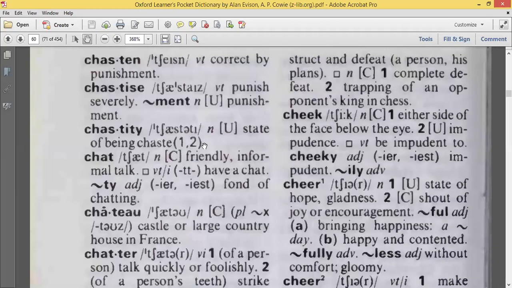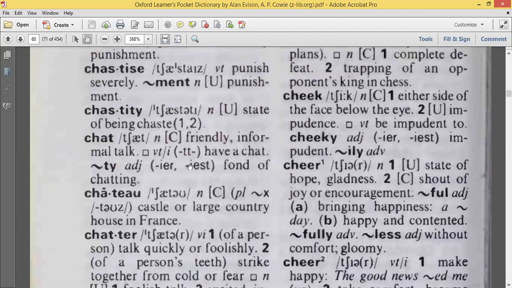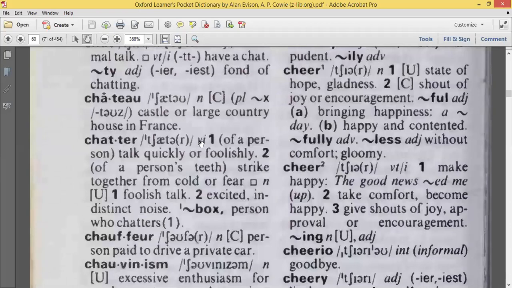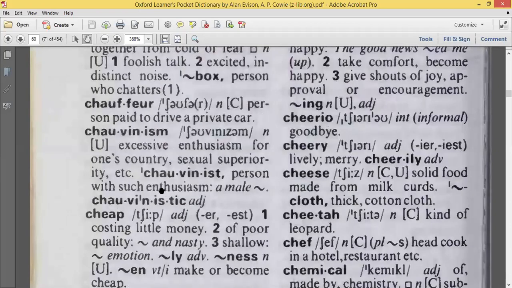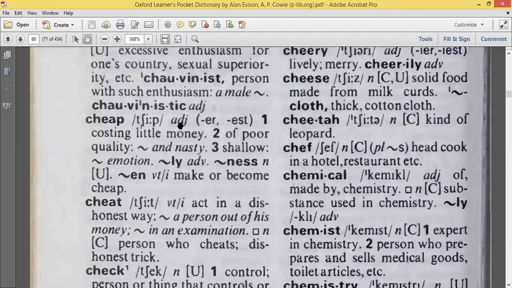For example, here we have the letter N, right? We have the letter V, and here we have the ADG. You know them, right? They are abbreviations, aren't they? So what do these letters refer to? They tell us whether a word is a noun, an adjective, an adverb, and so on.